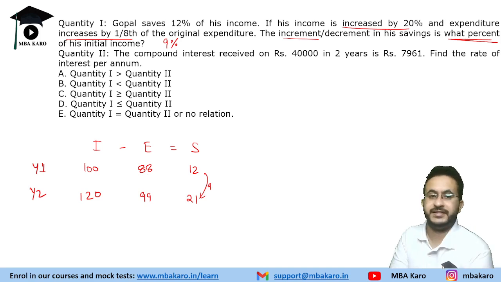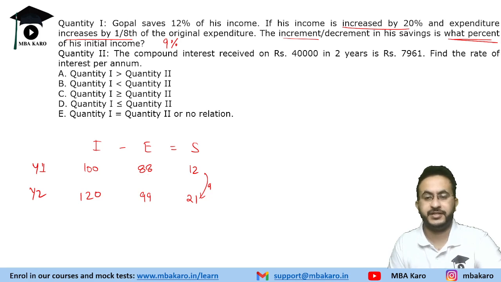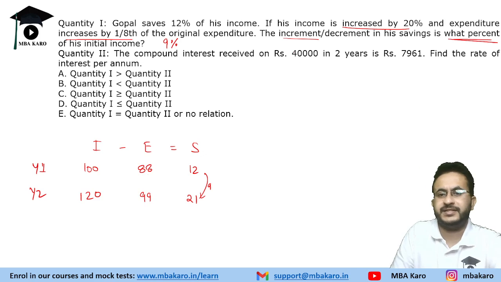Now, see, this is a compound interest based question. The compound interest received on 40,000 in 2 years is 7961. Find the rate of interest per annum. So instead of finding the rate of interest, what we can do is, you can see that 9% is the first value. Put 9% and see if that makes sense in this value.